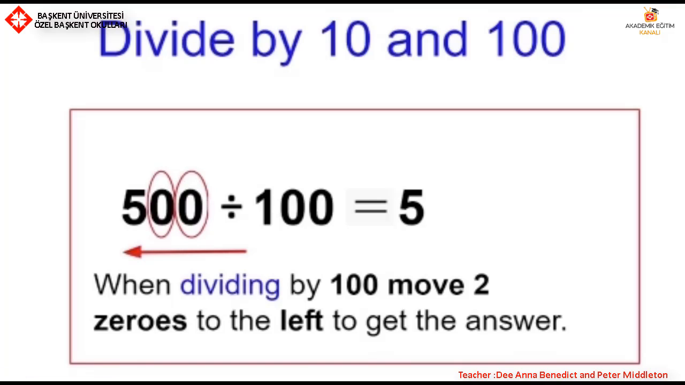We divide 500 divided by 100, it equals 5. We divide by 100 and move 2 zeros to the left to get the answer. So our answer is 5 because we moved 2 zeros, 1, 2, and we are left with 5.